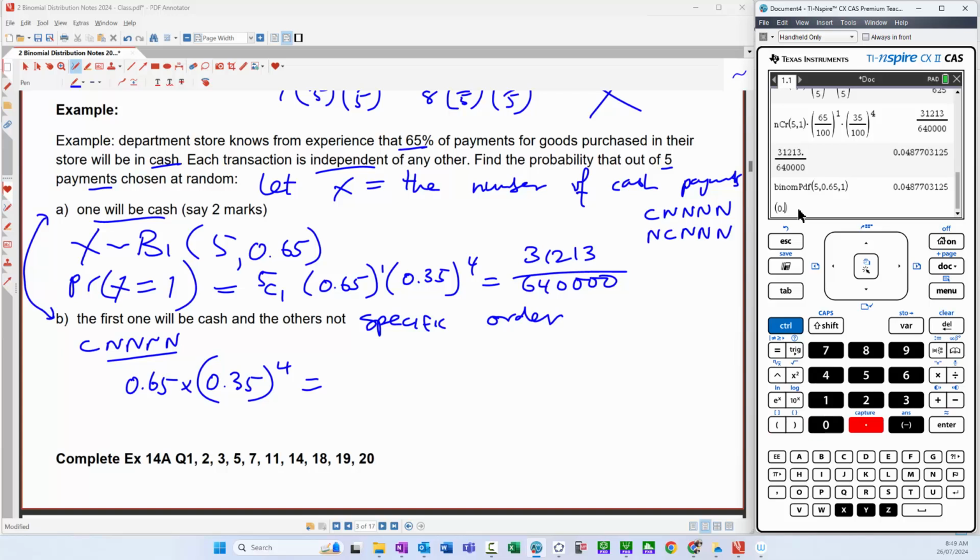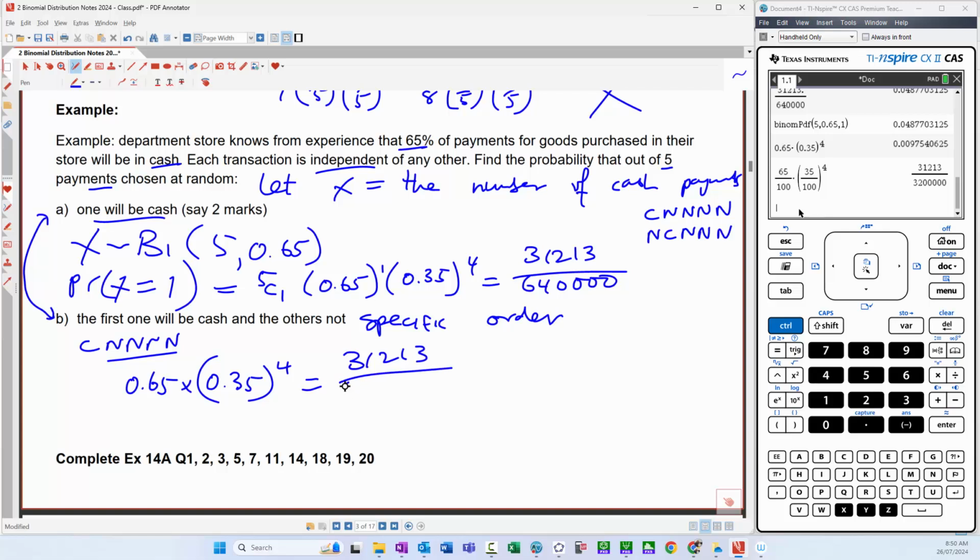All right, so we're going to go 0.65 times 0.35 to the 4. Prefer a fraction. 31213 over 32, 1, 2, 3, 4. There we go. All right, 14A, folks. Go for it.